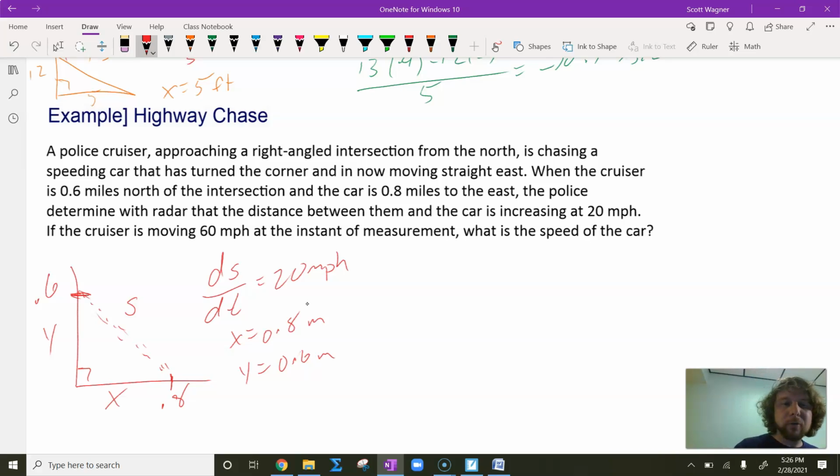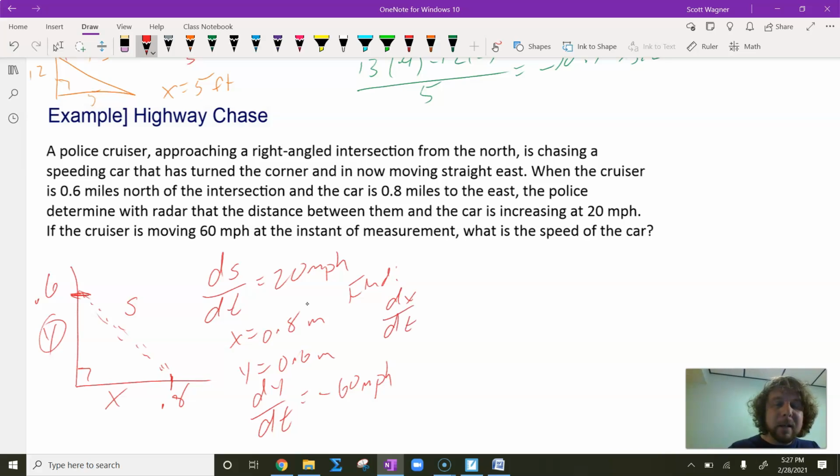So the cruiser's over here at y, and it's going towards the intersection, not away. So dy/dt, the speed of the cruiser, going towards the intersection, is going to be negative, whereas away is positive. So dy/dt is negative 60 miles per hour. What we're trying to figure out is the speed of the car. The speed of the car is going to be the x value, so find dx/dt.